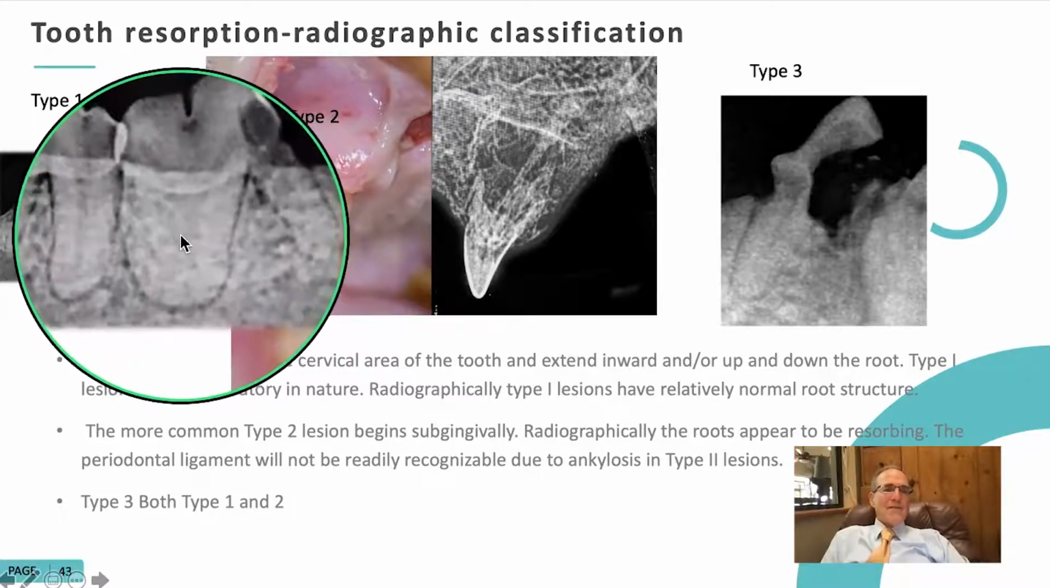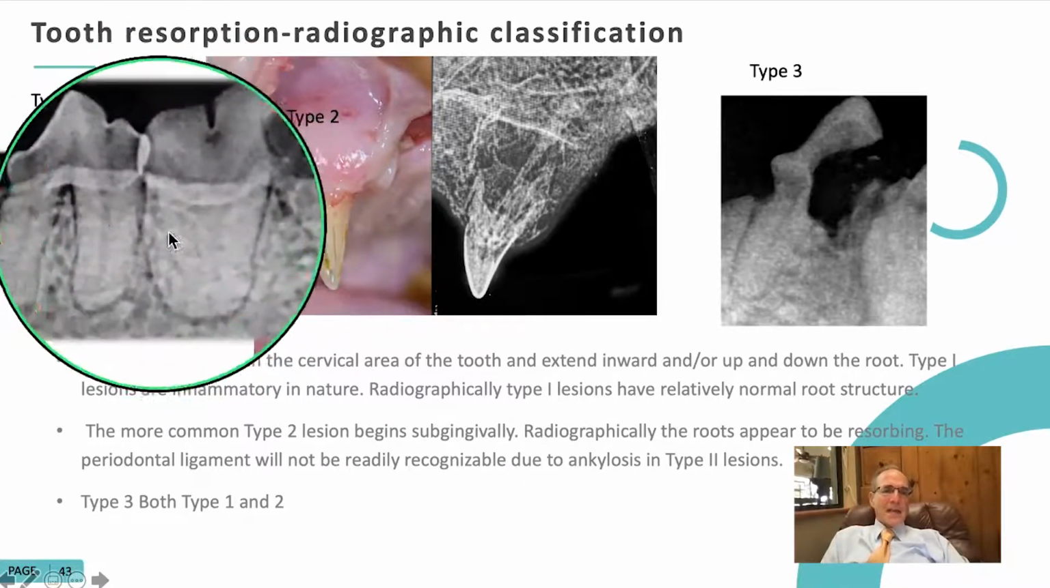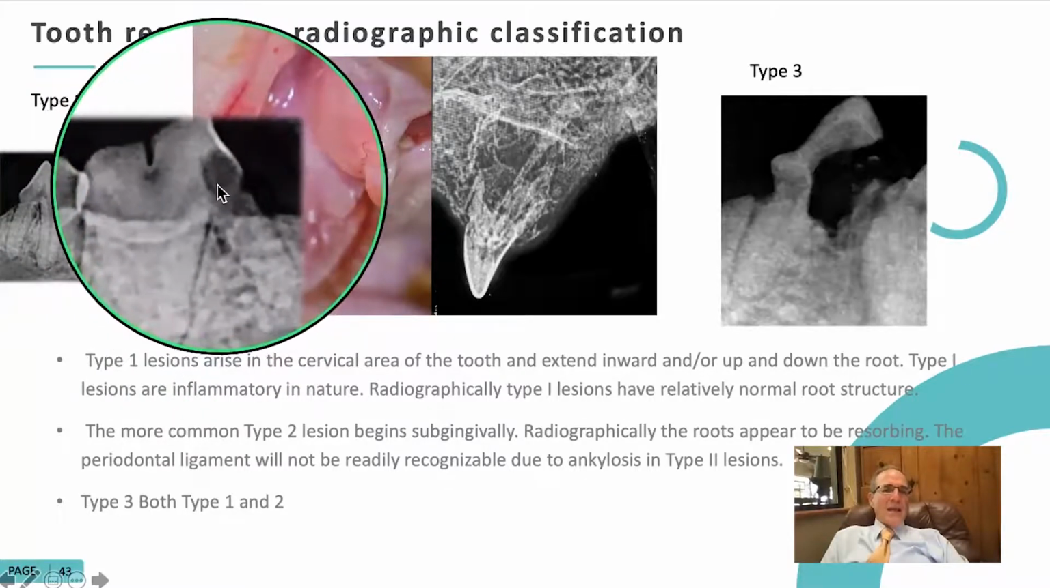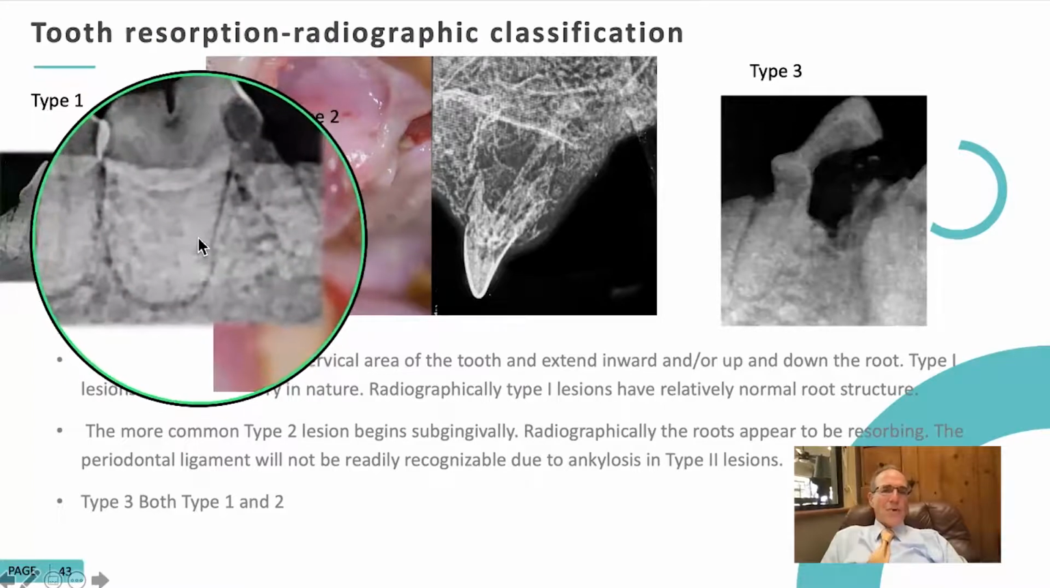And the treatment of type 1 lesions is extraction. You have to take out the entire root. Root canal therapy doesn't work. You have to take out the whole tooth and the root.